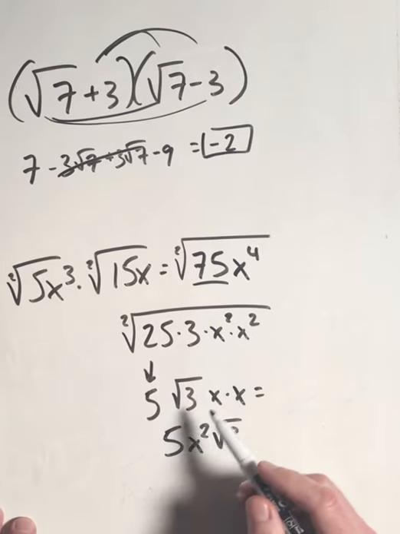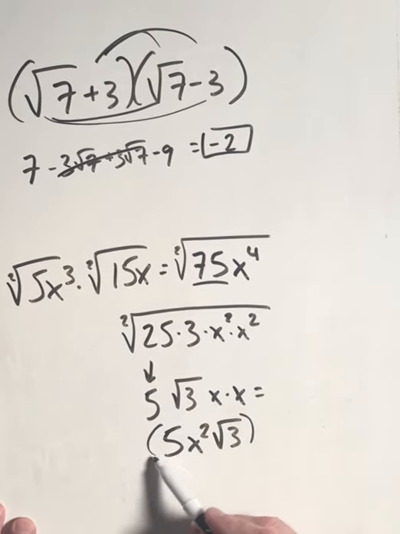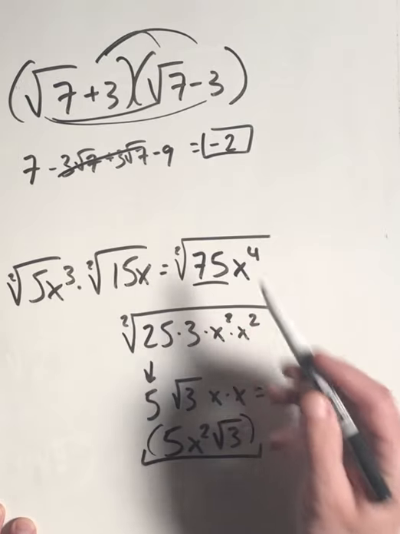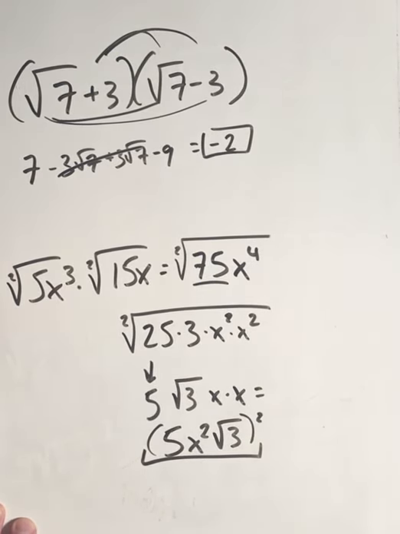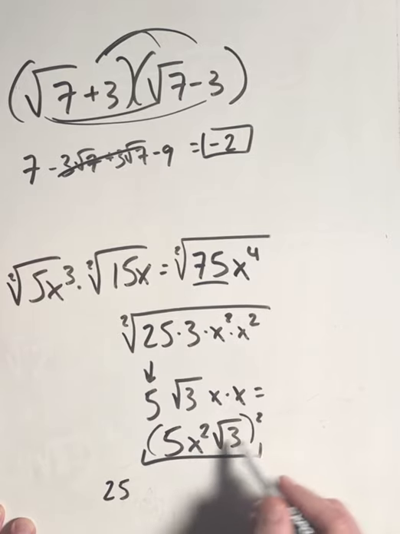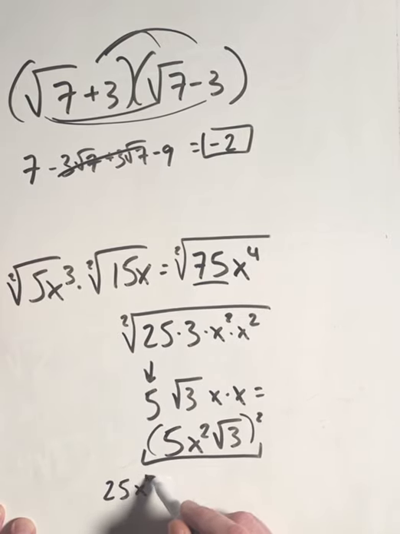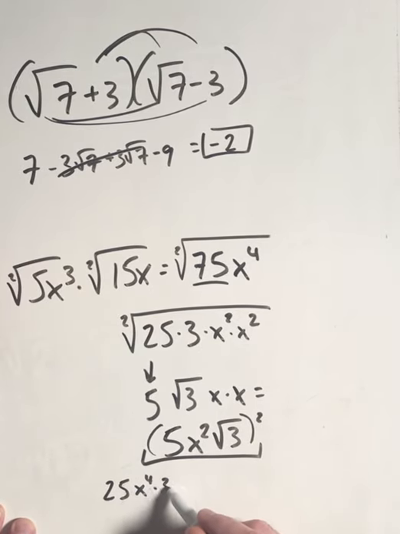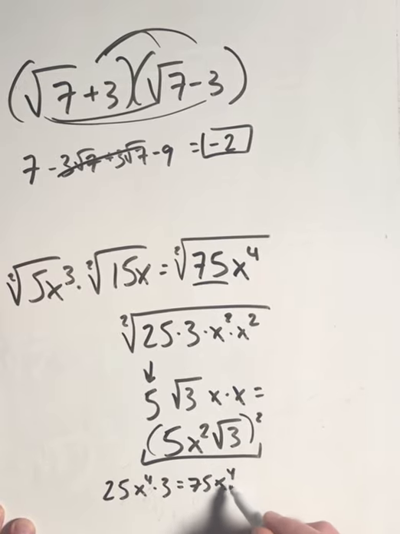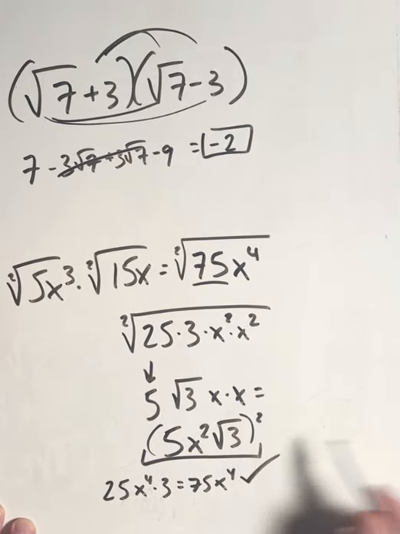If I wanted to check that this was correct, I would take this whole thing and raise it to the power of the index, and I should get this radicand of 75x to the fourth. 5 squared is 25. X squared squared would be x to the fourth. The square root of 3 squared would be 3. So 25 times 3 is 75. X to the fourth, that's the original radicand, so I know that I have done this multiplication properly.